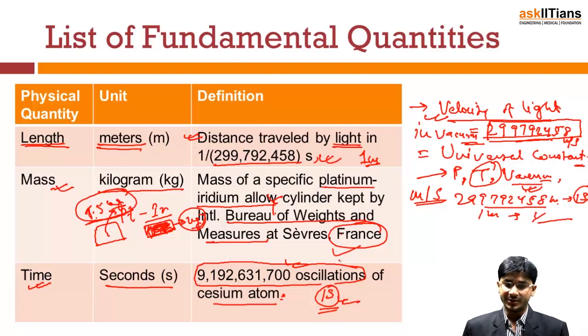If you try to see it reversely, in 1 second, 1 by this whole number of oscillations happens, and from this it has been defined. For a cesium atom, the oscillation happens when there is a transition of electrons. So it has been taken from there, which is a constant again and does not change, and that factor has been used to define time.